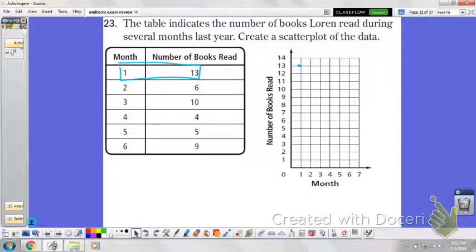I can plot a point at 2, 6. I can plot a point at 3, 10. I can plot a point at 4, 4. I can plot a point at 5, 5. And a point at 6, 9. So there's my scatter plot.